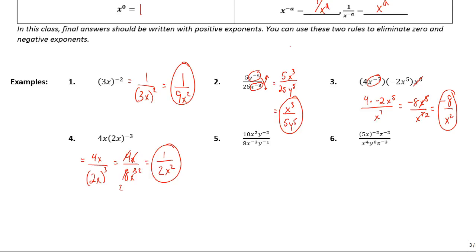Let's look at number 5. So here we have a y with the -2 power in the numerator, and we have 2 items in the denominator that need to move up. So a lot going on here. Kind of looks like a treasure map when we have to do all those arrows, but it makes things a little easier. So in the numerator, I'm going to have 10x squared.